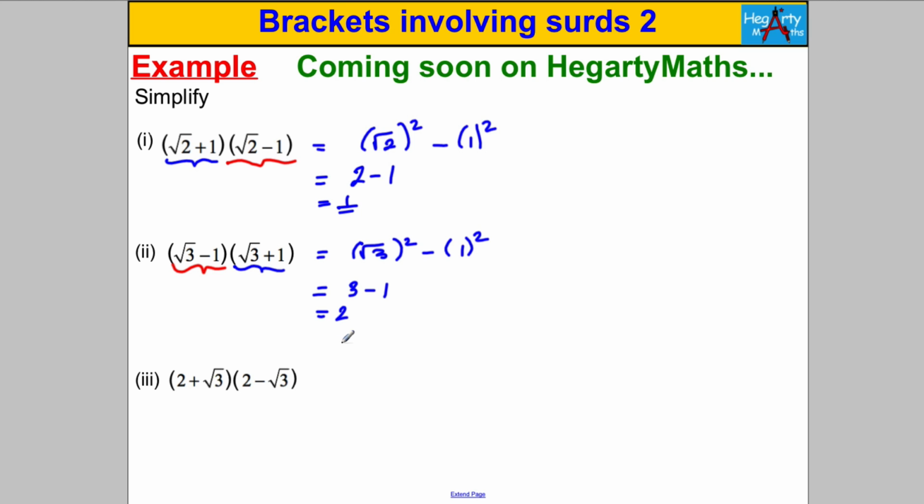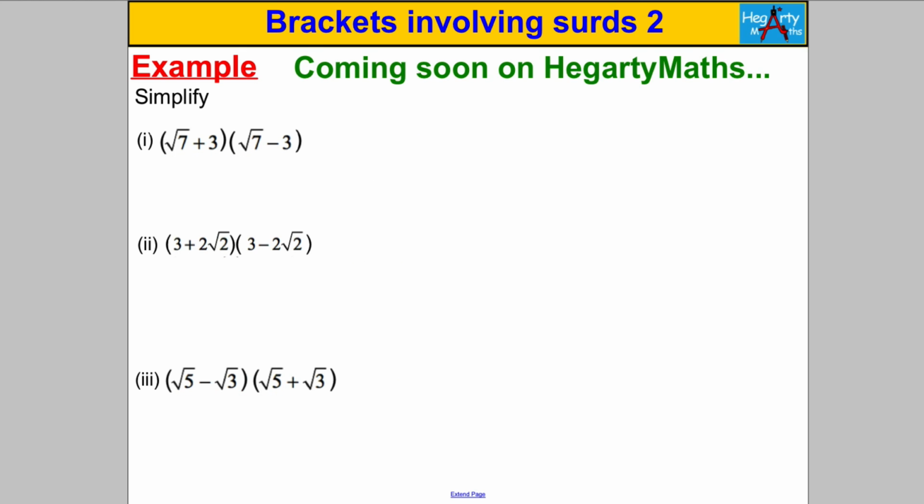So nice and straightforward. Last one, 2 plus root 3 multiplied by its conjugate, 2 subtract root 3. Same thing applies, so what are we going to get? We're going to say the answer is 2 squared, take away the answer to root 3 all squared. Now 2 squared is 4, root 3 all squared is 3, so this is 4 subtract 3, and the answer is 1. Okay? Let's try some more.